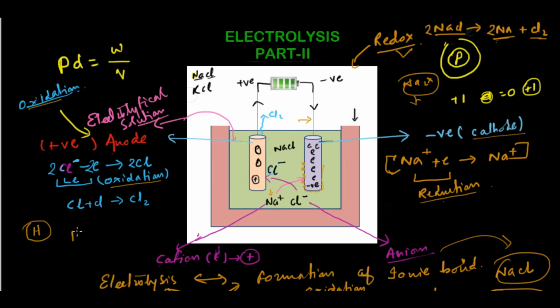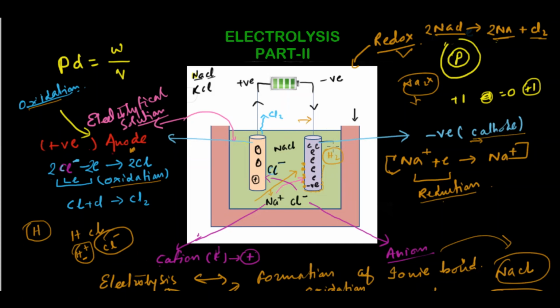Why? Just take the example. If you're dissolving HCl, it is going to form H plus and Cl minus. So Cl minus will reach towards the positive, which is the anode, but H plus will reach towards the cathode because it has an electropositive charge. So if it is reaching the cathode, what will happen? Suppose 2H is going, it will create H2.